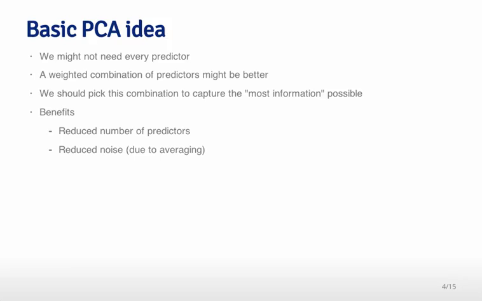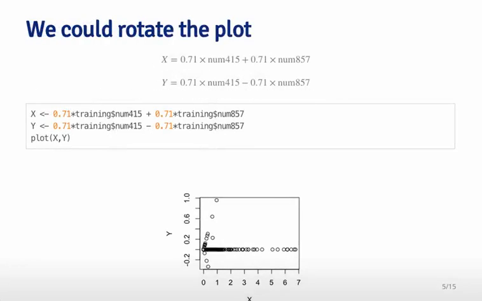And so the basic idea is how can we take those variables and turn them into, say, a single variable that might be better. One idea is to think about it as a weighted combination of those predictors that explains most of what's going on. So the idea is to pick the combination that captures the most information possible. The benefits are that you're reducing the number of predictors you need to include in your model, which is nice, and you're also reducing noise. In other words, you're averaging or combining variables together, so you might reduce noise. So if you do this in a clever way, you actually gain quite a bit by doing principal component analysis.